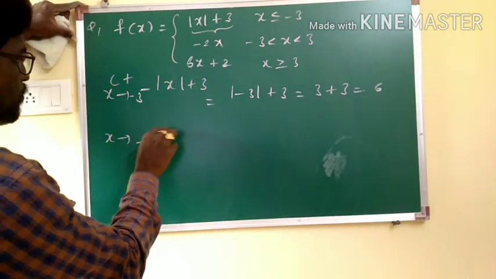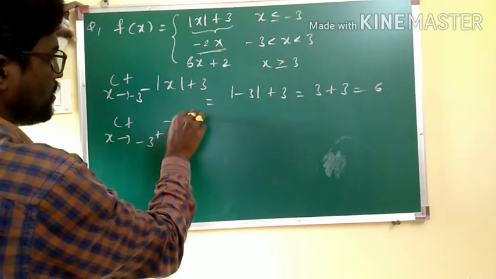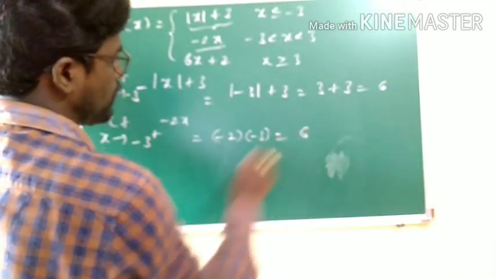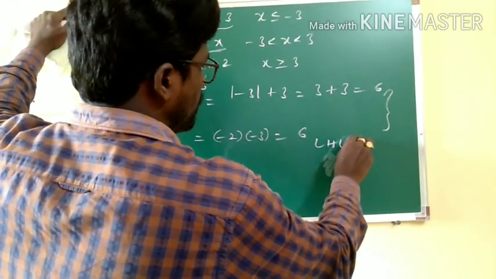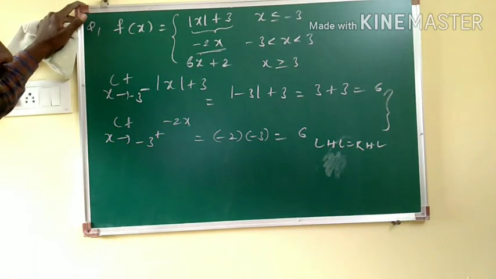And the limit as x tends to minus 3 plus. For minus 3 plus, what is the suitable function? Minus 2x. Therefore, minus 2 into minus 3, which is equal to plus 6. Here LHL is equal to RHL. What about f of minus 3?